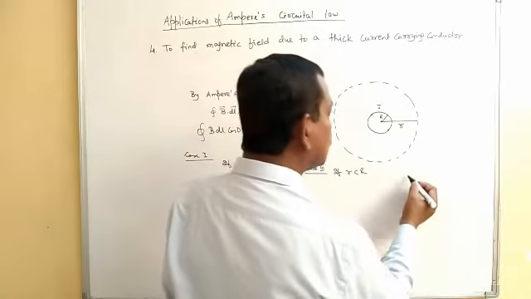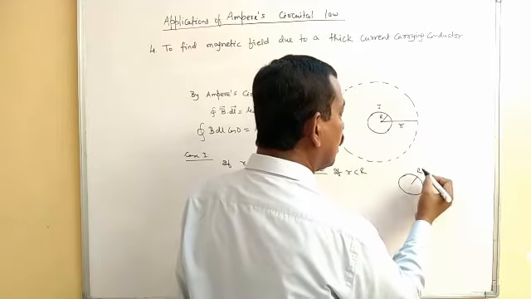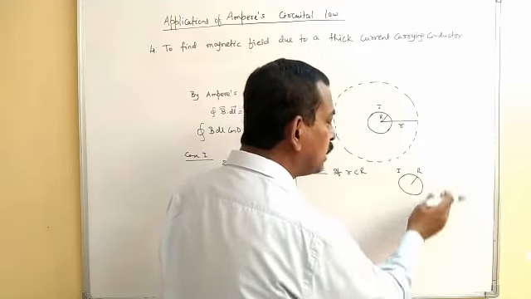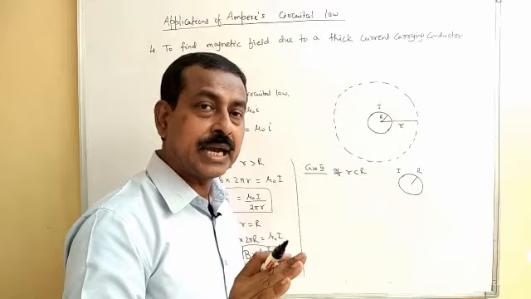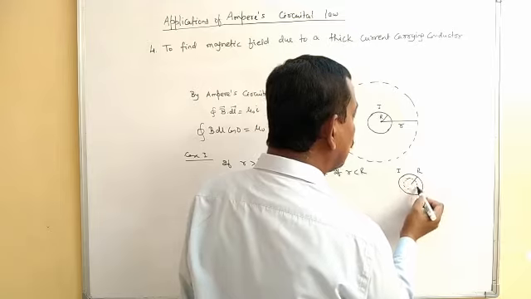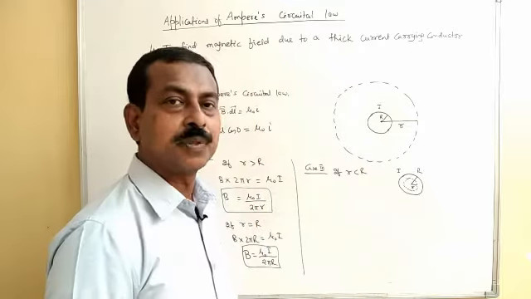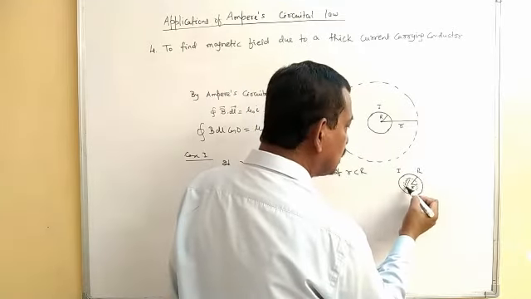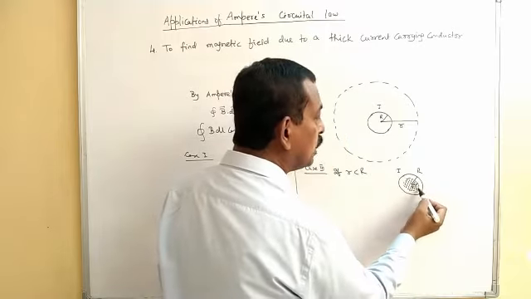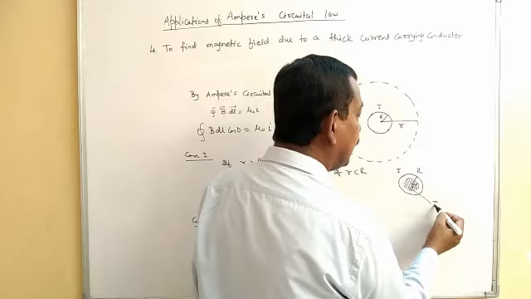For this case, suppose I assume that this is capital R, radius of the thick conductor, which is carrying current I, and this current is distributed uniformly over the entire cross section of the conductor. Now this time we'll take an Amperian loop of radius small r, and small r is now less than capital R. So this one will be here, and now this is the section which is enclosed by the Amperian loop. So we will have to consider the current flowing through this part only. Let it be I dash.